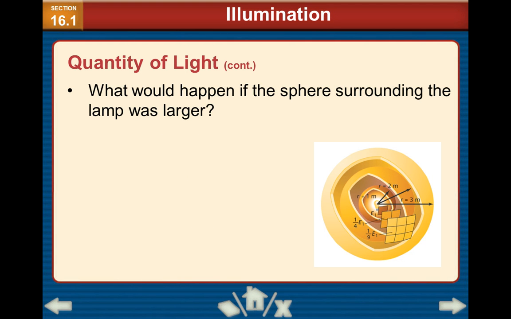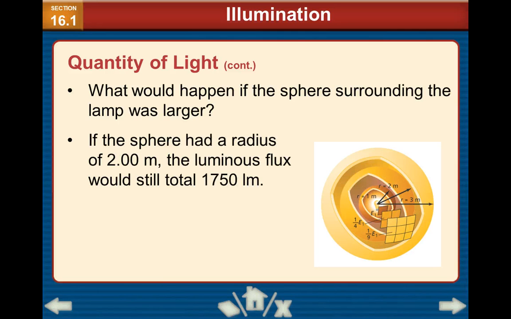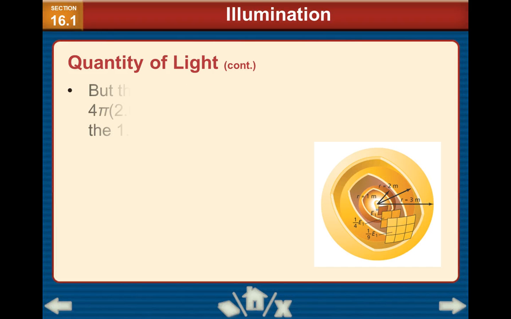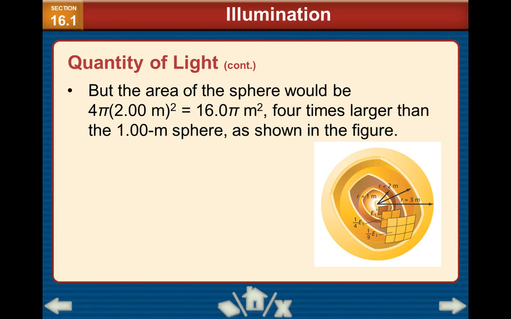Again, if it was larger, you have to keep in mind that in your formula we have r squared on the bottom. If r is 2, 2 squared is 4, 4 times 4 pi is 16, and now we have 16 pi meters squared. Same amount of luminous flux, but now it's divided up into an area that's 16 pi instead of 4 pi.